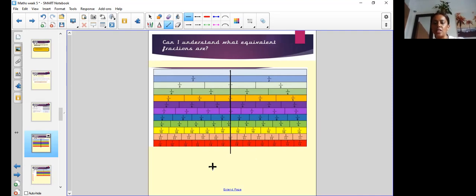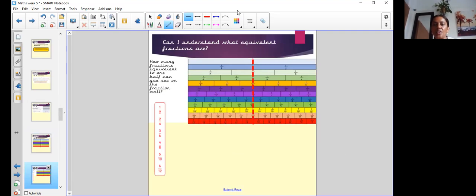So have a go, pause the video, maybe have a look at the screen and see where the halfway line goes straight through. For example, you can see it goes straight through the 8s and the 6s, but it doesn't go straight through the 5s. It goes in the middle, which doesn't count. So have a go, see if you can find some of the answers, and then press play when you're ready.